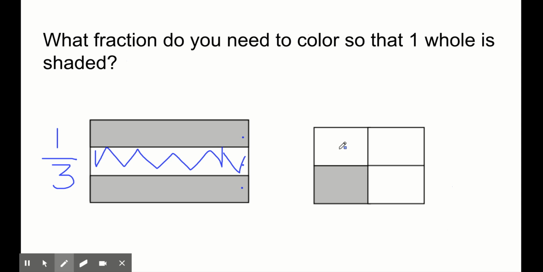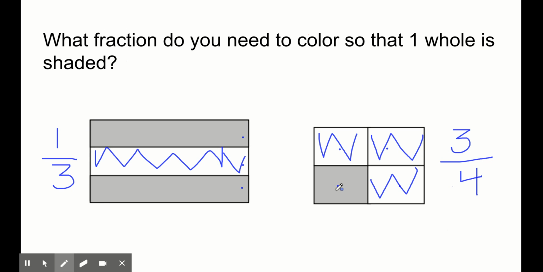What about this one? It's divided into 1, 2, 3, 4 parts. Only 1 part is shaded. I would need to color in 1, 2, 3 parts. So in this case, I would need to color in 3/4 to make one whole. Good work.